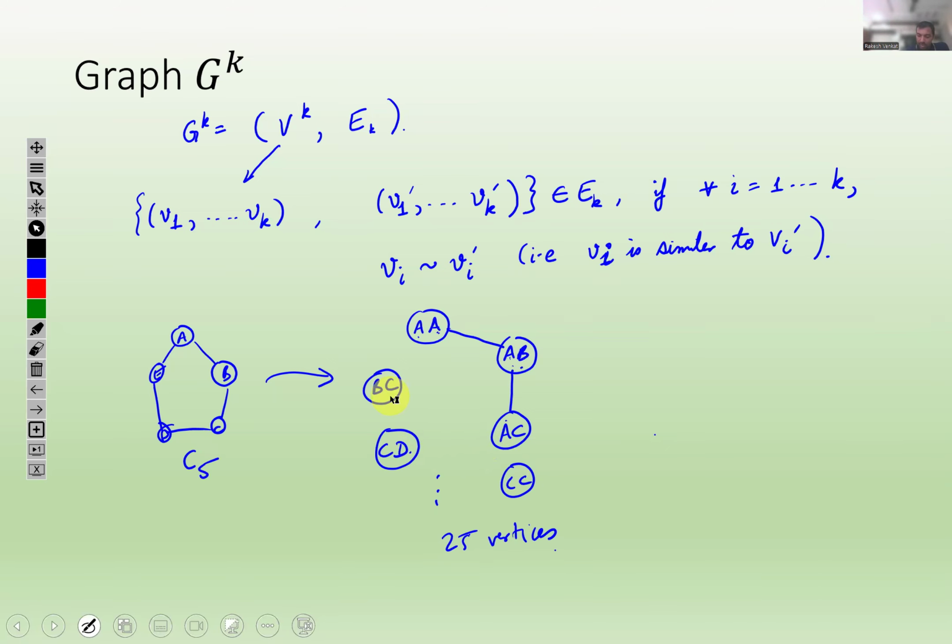What about BC and AC? There is an edge over here, right? Because A is similar to B and C is similar to C. BC and AB, again, B is similar to A, C is similar to B. So there will be an edge here, no edge here. Okay, so amongst the vertices that I've shown here, these are the edges that are present. I hope I haven't missed any.